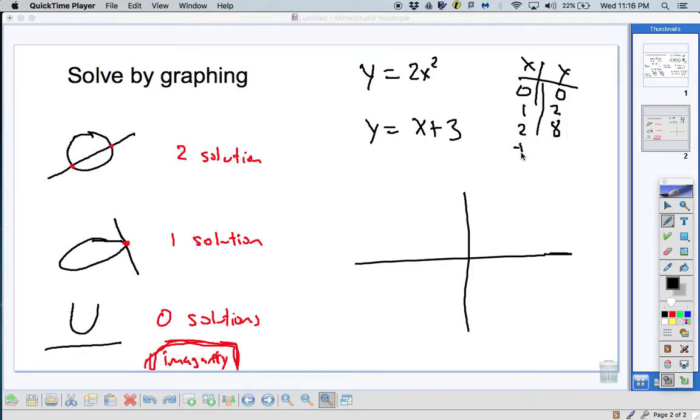And I know if I put in the negatives, they're going to mirror this. You can verify if you want. Negative 1 squared is 1, 1 times 2 is 2. And of course, this is also going to be 8. So I can now graph it.